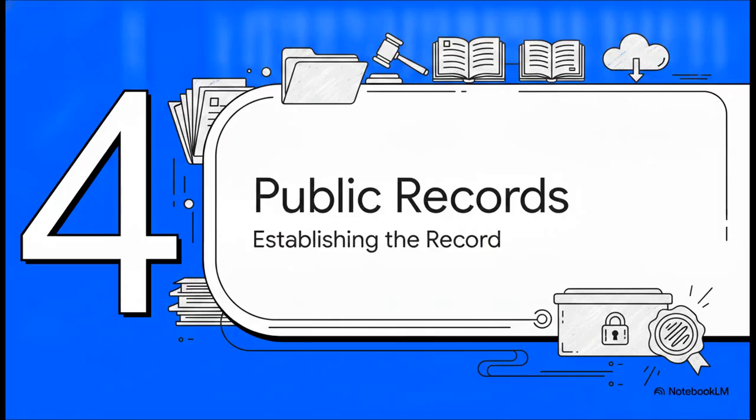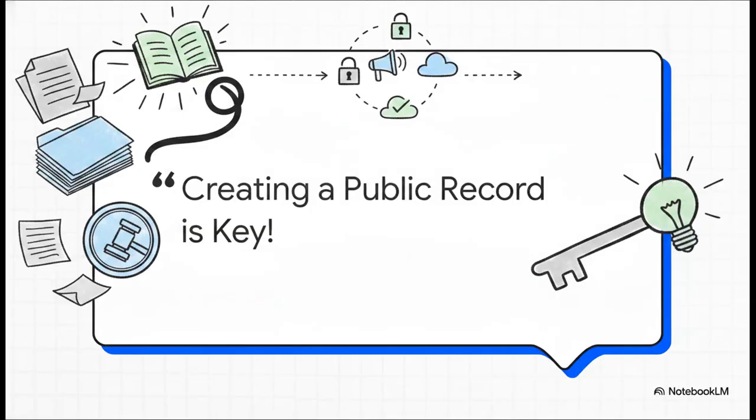Which brings us to Section 4, Establishing Public Records. As the case file matures and all your evidence is compiled, we hit the formalization phase. This is where documents must be properly published and permanently archived. The source material could not possibly be clearer on this point. Creating a public record is key.